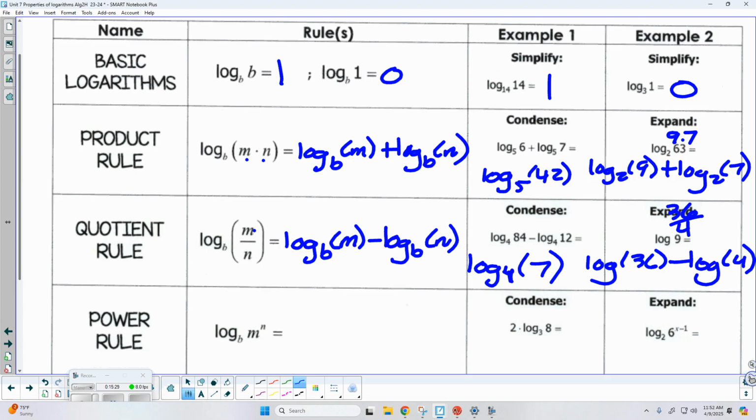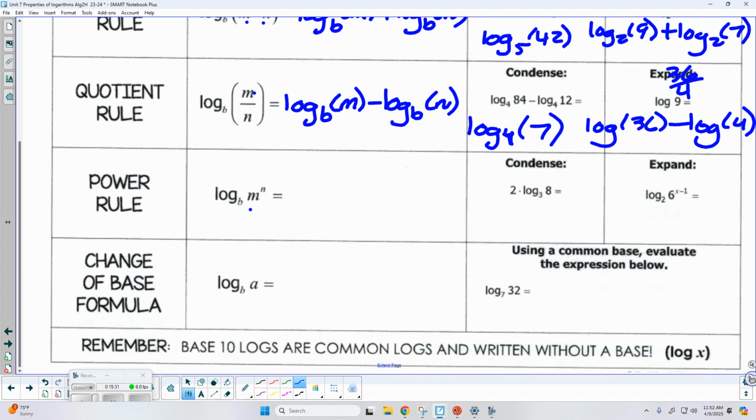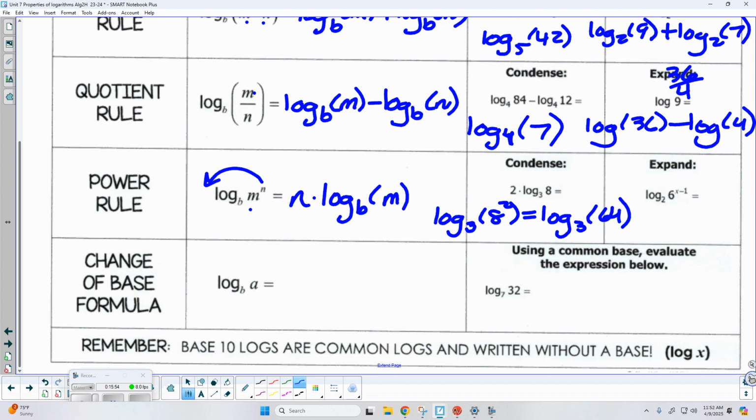Okay. The power rule. So if an item in your argument has a power, we can pull it to the front. So this would be n times the log base b of n. But remember, it's reversible. So 2 log base 3 of 8, this would actually be log base 3 of 8 squared. And 8 squared, as we know, is 64. But 3 to a certain power won't immediately give me 64, so we're not going to go decimal on that. We'll just leave it as is.